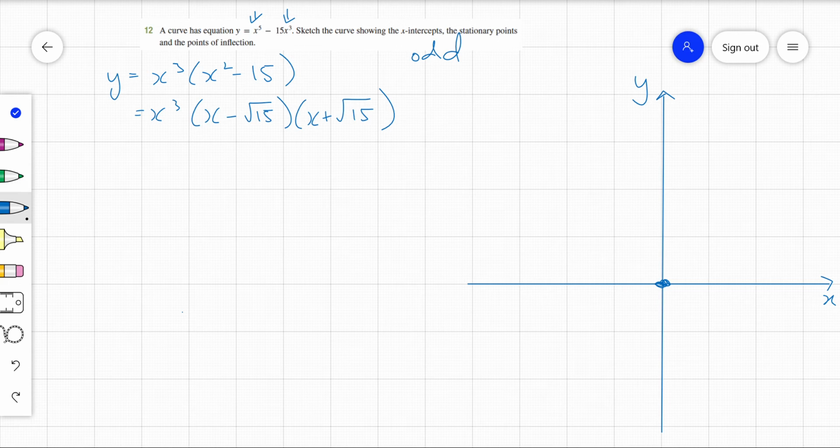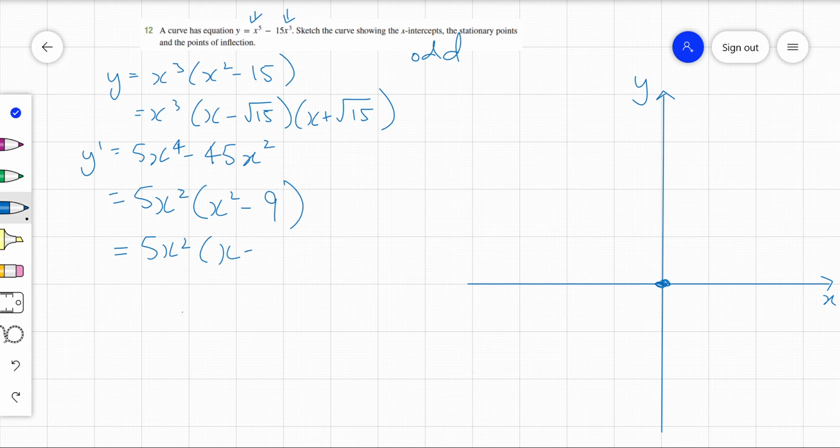So all right, so we know those, and we can go ahead and find y dash, maybe that will help us. So 5x to the 4 minus 15, 30, 45 x squared. And let's just put 5x squared outside of that. Am I doing that right? Yeah, I think so. Alright, so something like that. And so again, you can see we've got a difference of 2 squares.